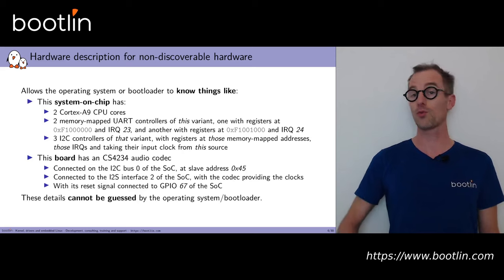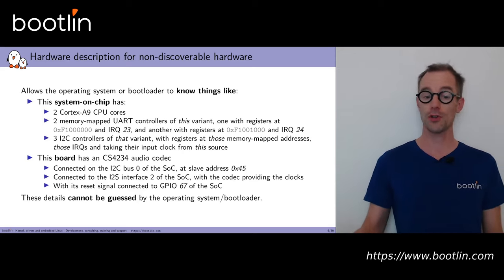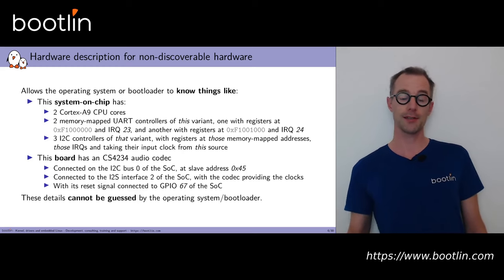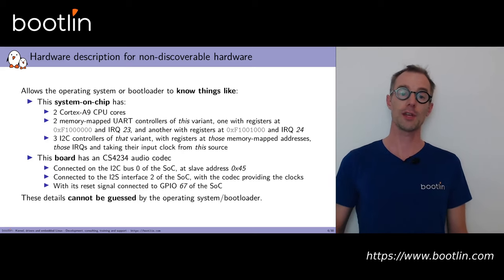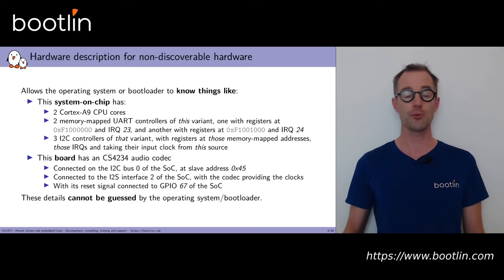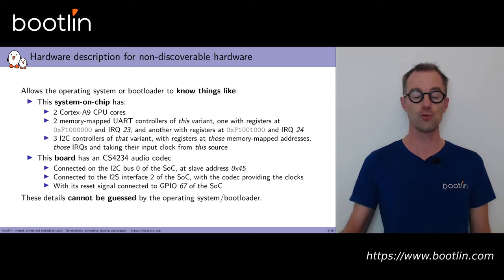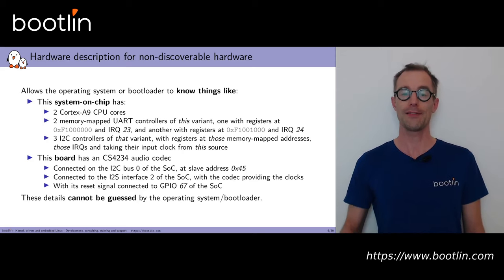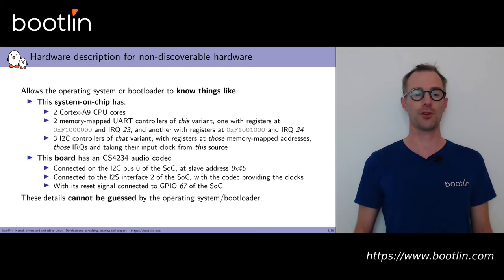This also applies to what is available at the board level. For example, let's say you have a Cirrus Logic 4234 codec. How can the operating system guess that it is connected on the I2C bus 0 at slave address 45, connected to the I2S interface 2 of the system on chip with the codec providing the clocks, and that this codec has a reset signal connected to some GPIO of the system on chip? Again, all those details cannot be guessed by the operating system or the bootloader. They somehow need to be described either in code or some other data structure.